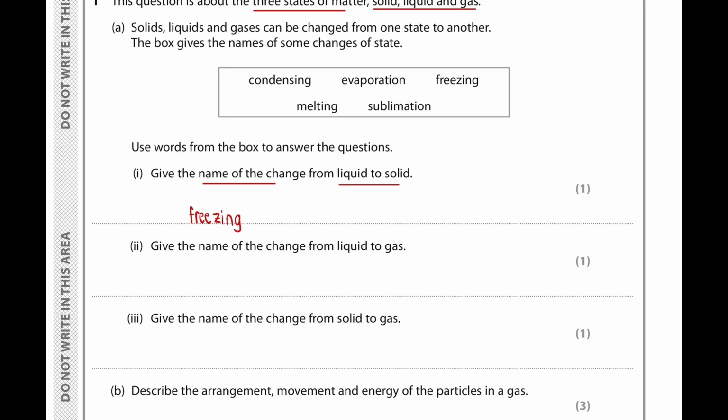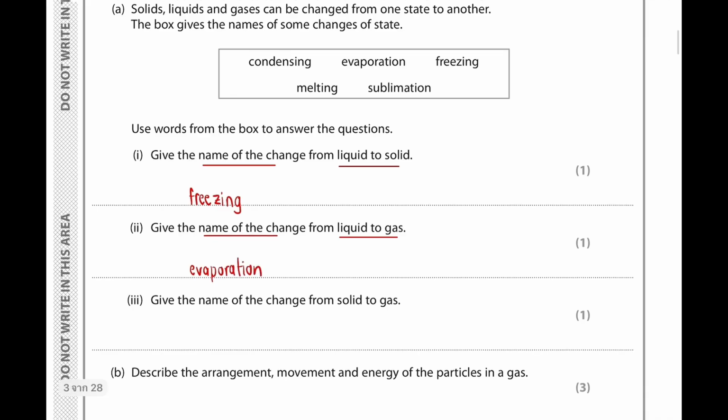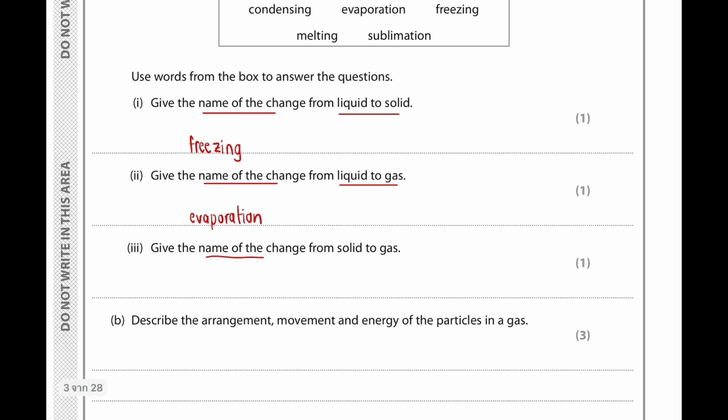Next, give the name of change from liquid to gas. So it is evaporation. Next, give the name of change from solid to gas. So it is sublimation.